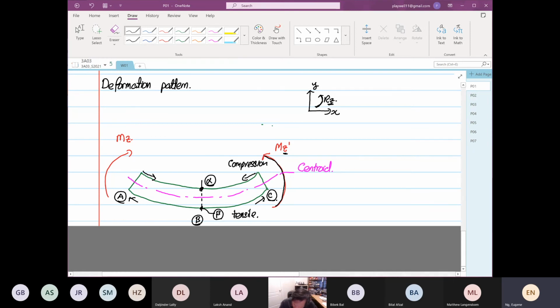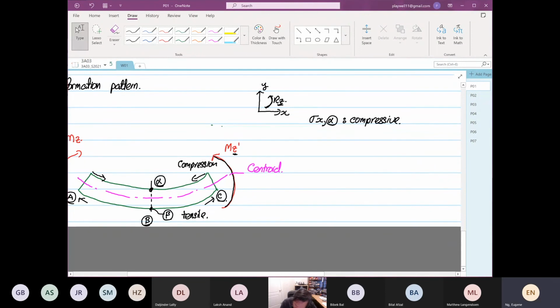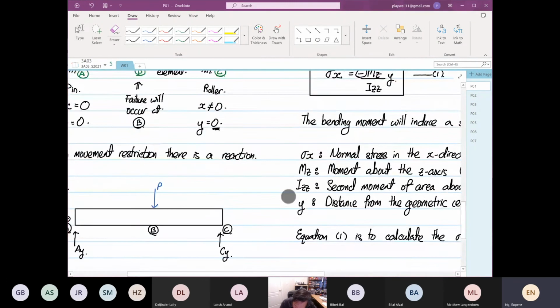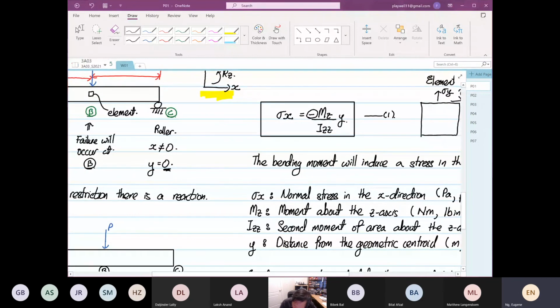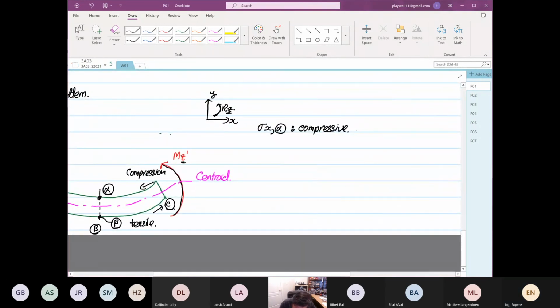Okay, now, when that's the case, if we look at stress in the x direction at point alpha, we know that it's going to be what? Compressive. So the only way for equation 1 to be compressive is y must be what? Positive. Okay, y must be positive, right?